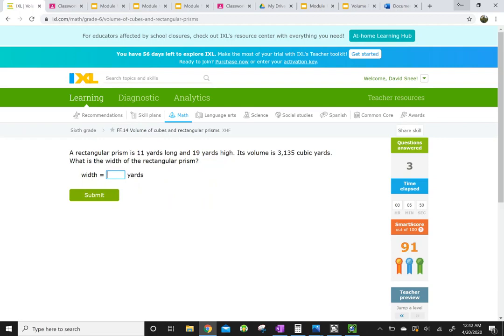Okay, and this is the same as what we did before. You're missing one of the sides. You just have to put the information you know into the equation and solve for the missing value.